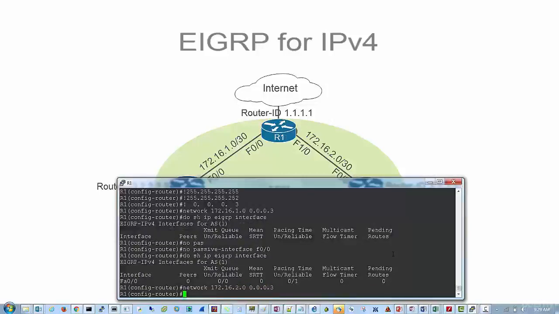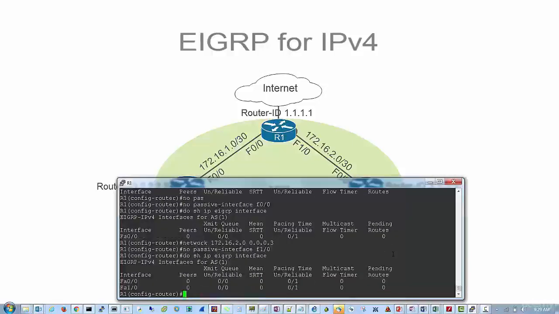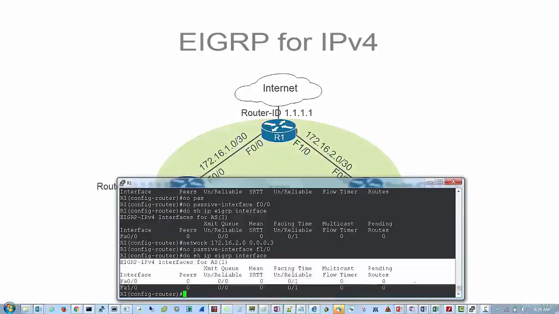Next, we'll do the same thing except for our F1/0 interface, which is the 172.16.2.0/30 network. Now we should see 2 EIGRP interfaces. And there we go. So we have enabled EIGRP on R1's F0/0 and F1/0 interfaces.